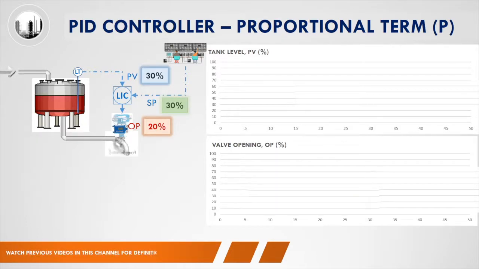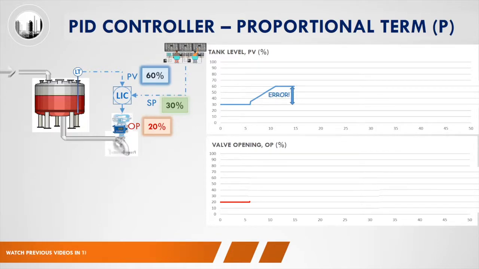Let us evaluate the controller's action when there is a disturbance. For example, the inlet flow increases and cause the tank level to increase to 60%. At this point of time, PV no longer matches the set point SP. The difference between PV and set point is the error. Thus the error now is 30%.